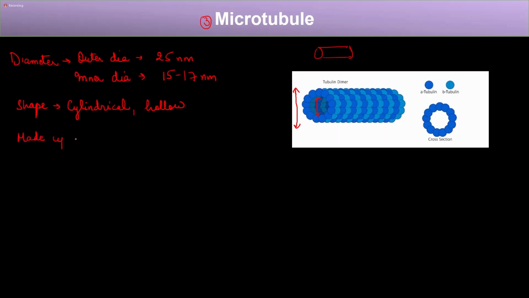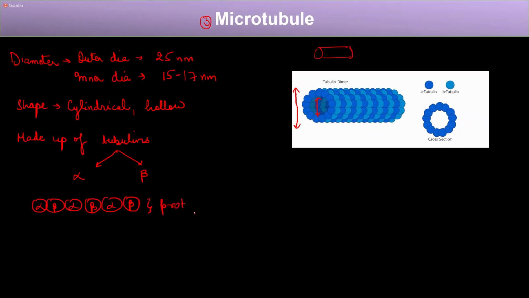Okay. Now the third thing, what it is made up of. So microtubules are made up of special proteins, that is tubulin. Now these tubulins are further of two types, alpha tubulin and beta tubulin. Now in case of microtubules, how are these tubulins arranged? They are arranged in an alternate fashion. Suppose this is an alpha, then this is a beta, then alpha, then beta. This arrangement together makes a structure known as protofilament.